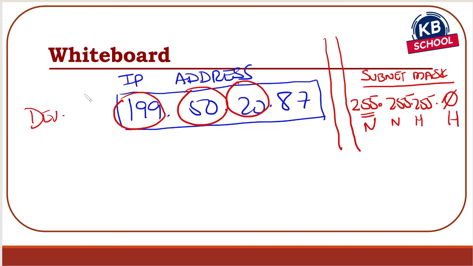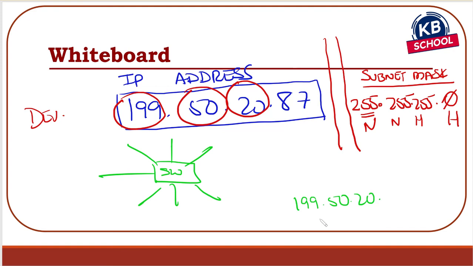So what that basically means, in other words, is that all the different devices connected to a network, generally connected to a switch, will start with 199.50.20 in the first 3 octets. They have to have the same network address because they're on the same network which is connected to a switch. But their 4th octet is the one that will distinguish that device from other devices. That's the host portion.